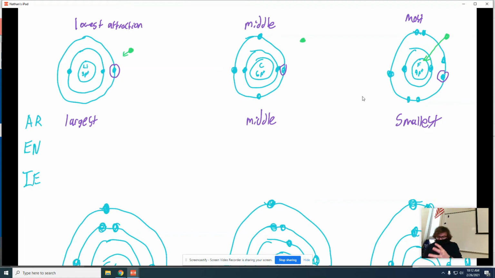So once again, fluorine has the most attractive force, so it's going to pull in that electron the most, so it will have the highest electronegativity. It's got the most force pulling in extra electrons. Lithium has the fewest number of protons, so it's going to have the lowest electronegativity, and then once again, carbon will be in the middle.